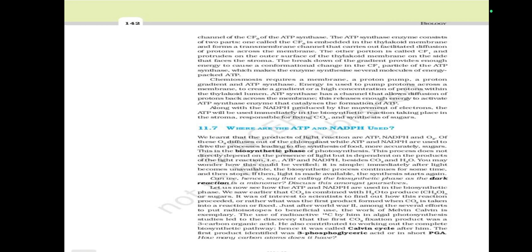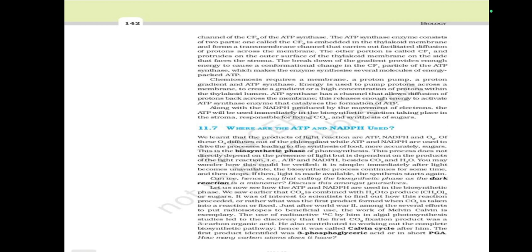You may wonder how this could be verified. It is simple. Immediately after light becomes unavailable, the biosynthetic process continues for some time and then stops. If the light is made available, the synthesis starts again. Can we hence say that calling the biosynthetic phase the dark reaction is a misnomer? Discuss this amongst yourselves.